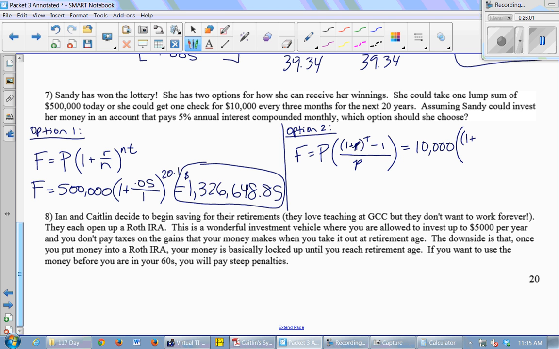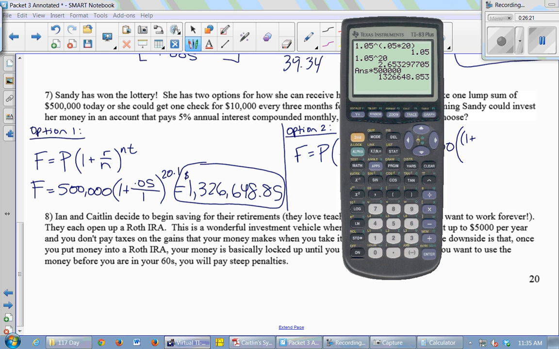Okay, little p is your periodic interest rate, which is your yearly interest rate divided by how many times you get paid per year. How many payments are we getting per year here for this $10,000? 4. If you get one every 3 months, you're going to get 4 per year. So I have to calculate little p by taking my yearly interest rate, 0.05, and dividing by 4 equal payments per year. That's my periodic interest rate, 0.0125.